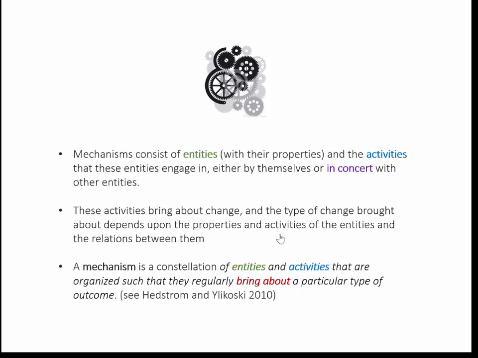And the activities that these entities engage in, so they do something either by themselves or in concert with other entities. So it's not just what they do by themselves, but also how they relate with each other. So there's a lot of things in it. Below we have the definition from the Hedström and Ylikoski paper. A mechanism is a constellation of entities and activities that are organized such that they regularly bring about a particular type of outcome. That doesn't mean that whenever you have the same entities, the same outcome follows; it's about regularly bringing about this outcome.